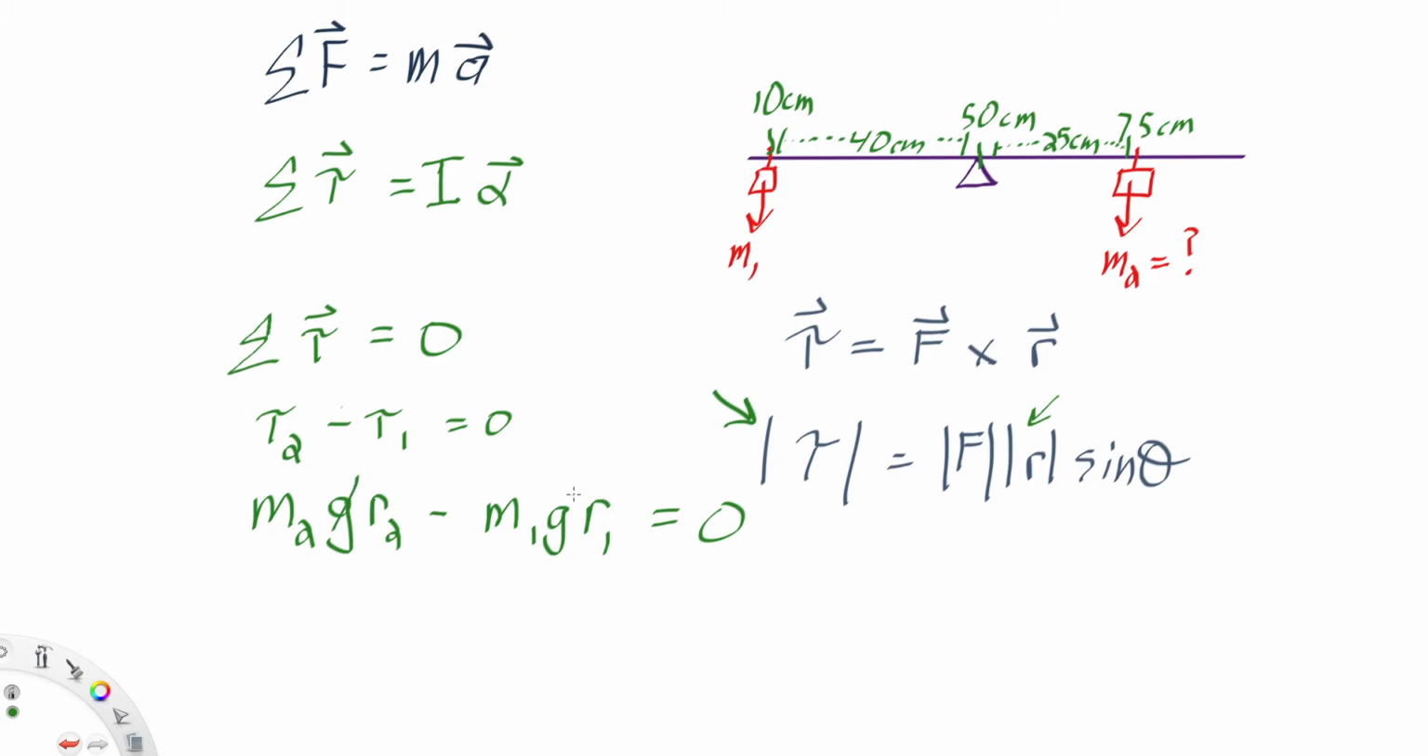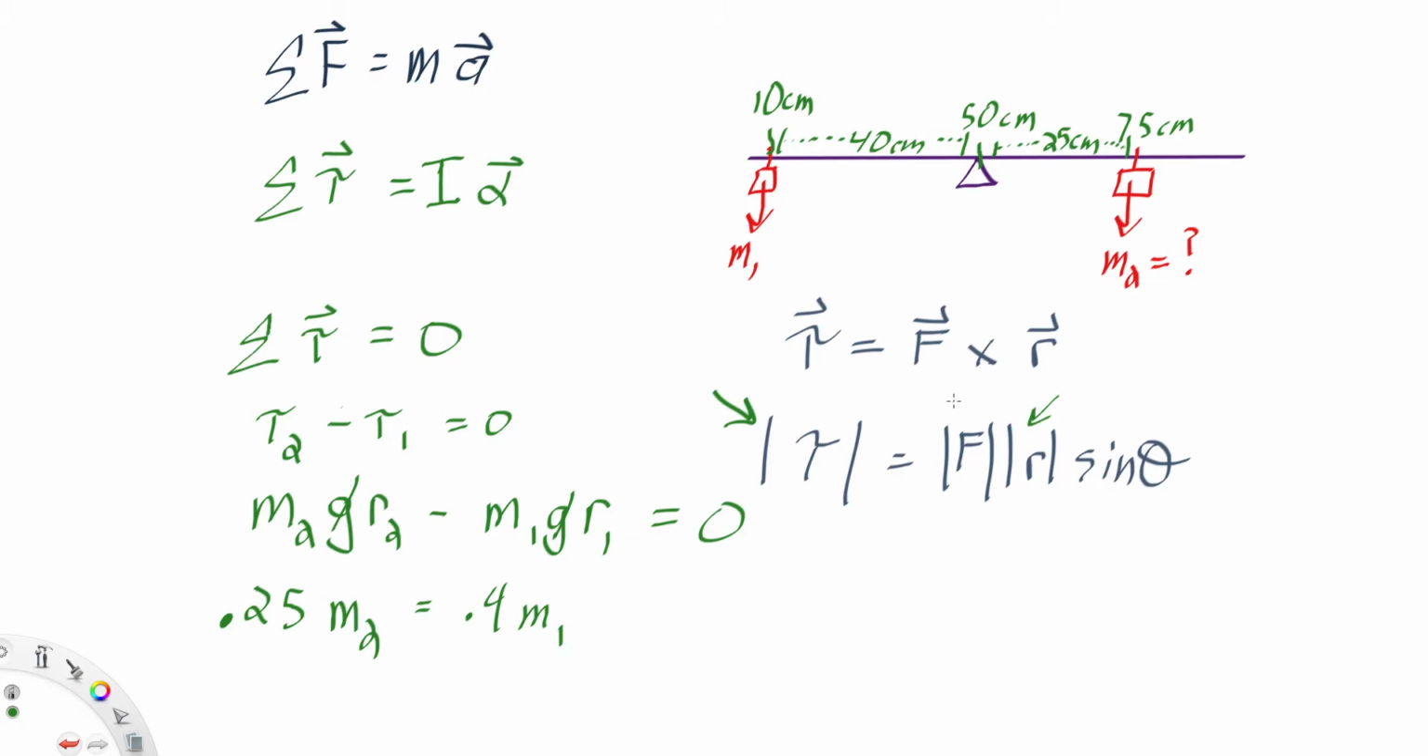So here our g's are going to cancel out, and we'll get something like 0.25, right? 0.25 because 25 centimeters is 0.25 meters, times m2 equals 0.4 times m1. So this lets us get a ratio of the two masses.